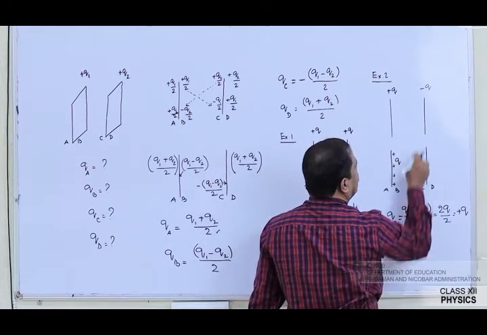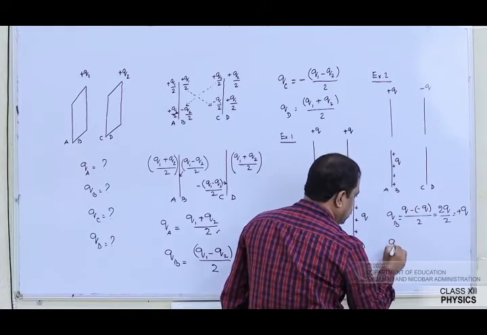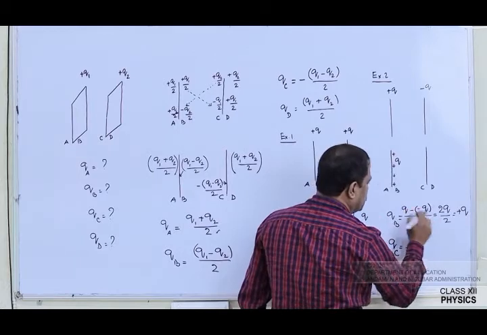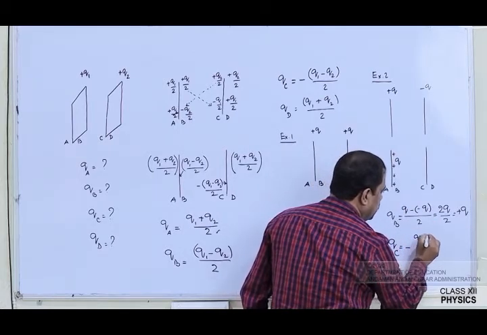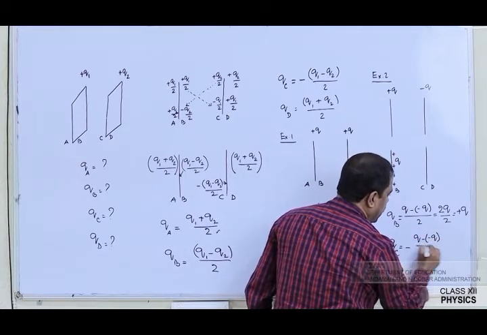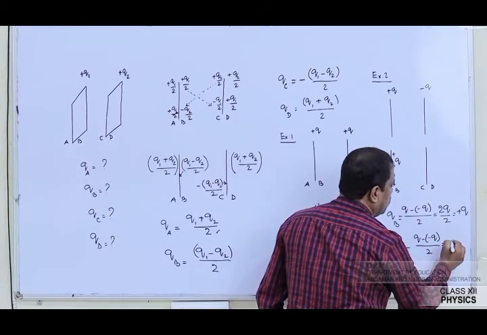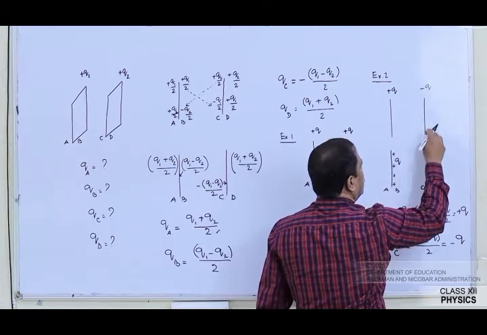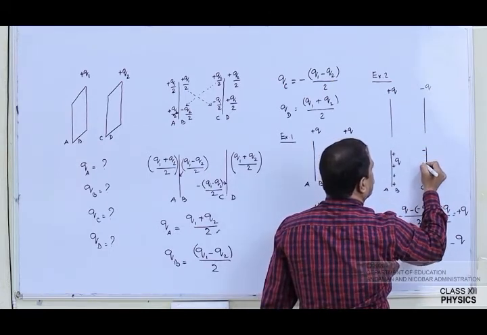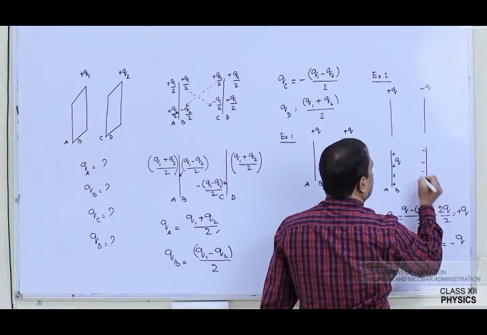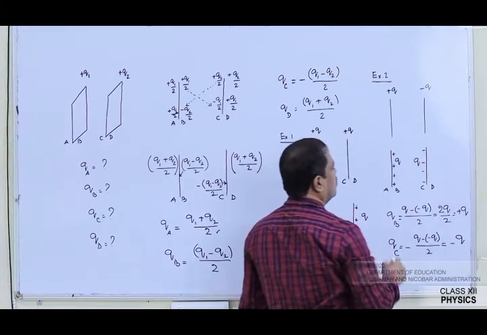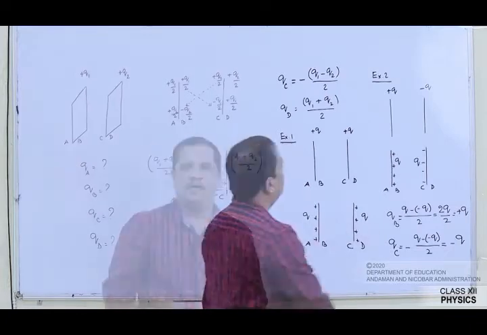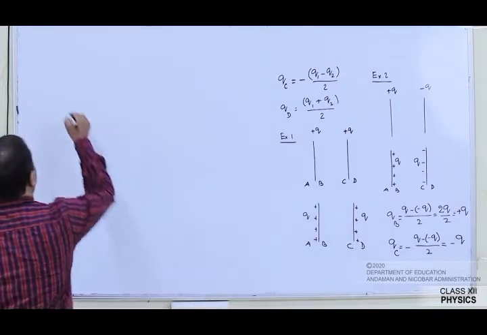About face C, QC is equal to the negative of half of the difference of the two charges. So this works out to be minus Q. So therefore, whatever negative charge you gave here, this entire negative charge will appear on this surface. So this is how the charge distribution is going to take place. Example 3, let's have a look.